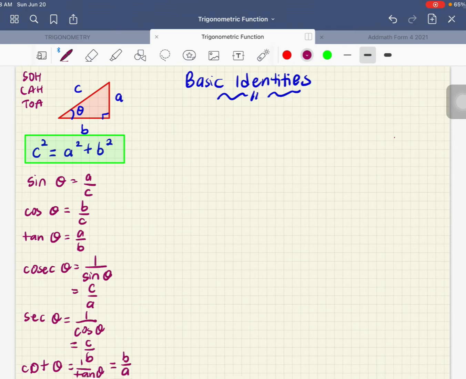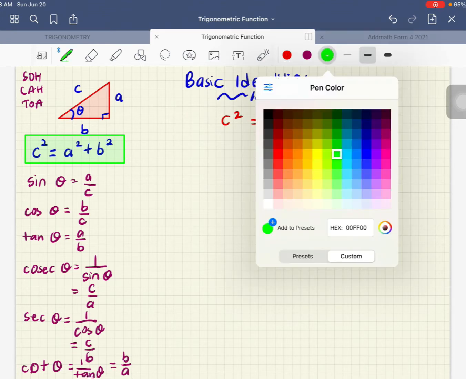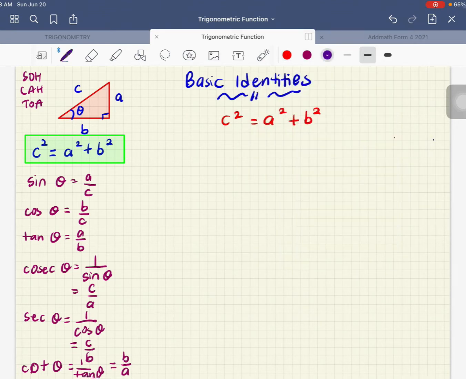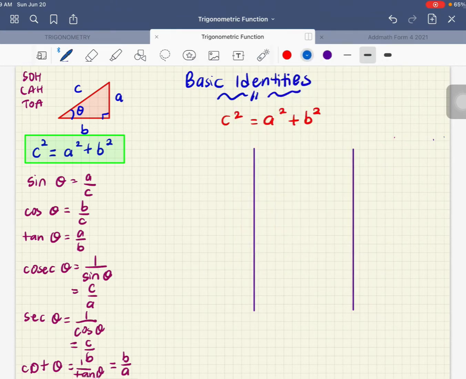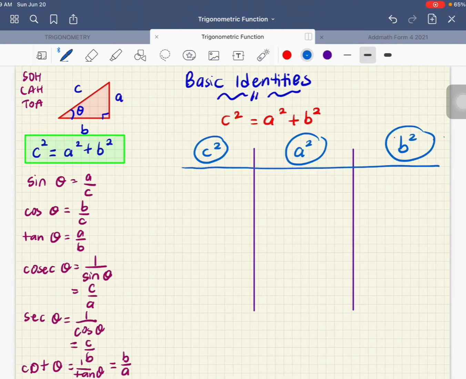Now let's look at these formulas from the Pythagoras theorem. Basically we are going to divide this into 3 sections: 1, 2 and 3. Why I divide it into 3 sections is that I'm going to divide the formula by all these: C, A and B.